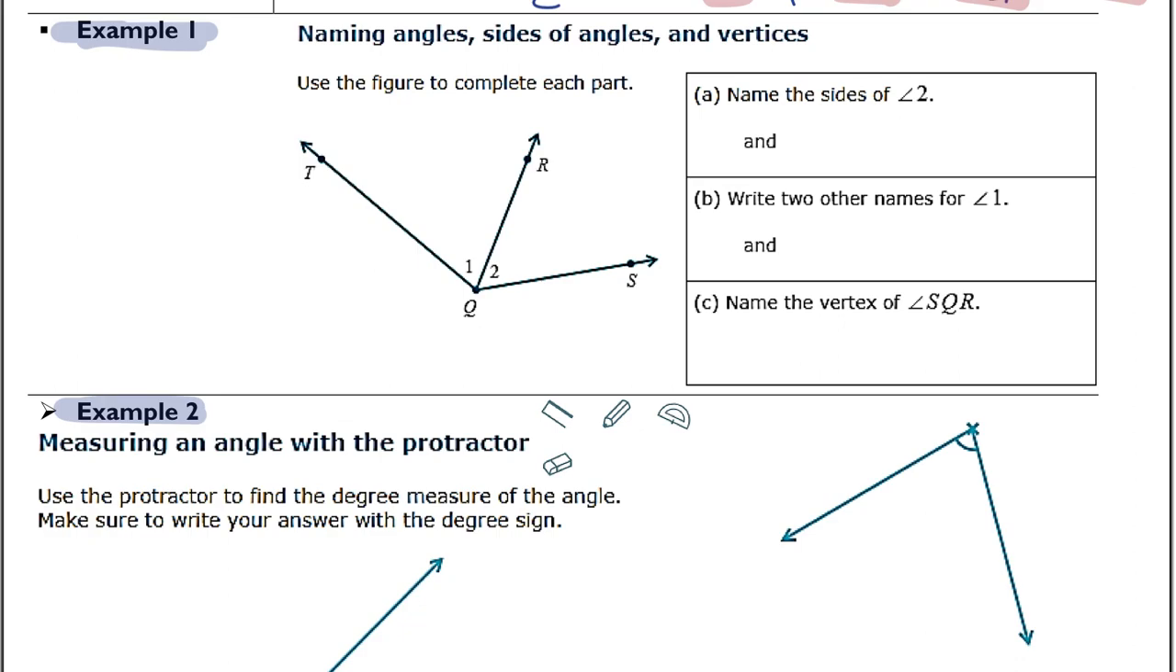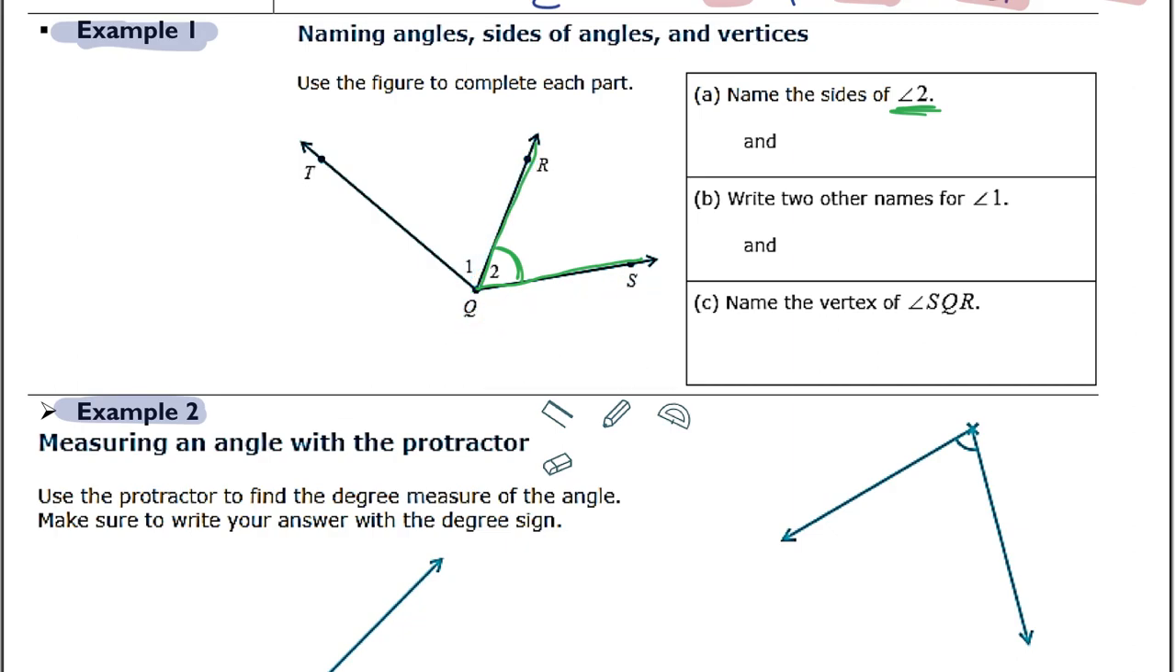So let's go ahead and walk through this. Using this figure to complete each part. We have TQS, TQR, SQR, all of those things, angle 1, angle 2. So we're going to name the sides of angle 2. I'm going to use a marker. Angle 2 is formed by this and this. That is where angle 2 is. It's right here. So the two sides of this are QR and QS.